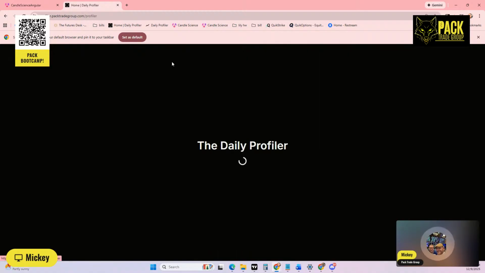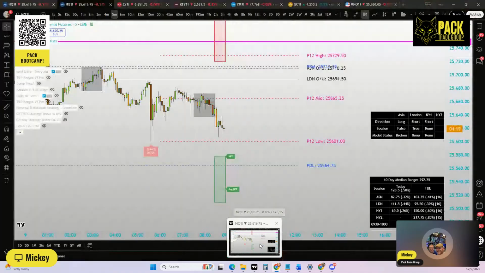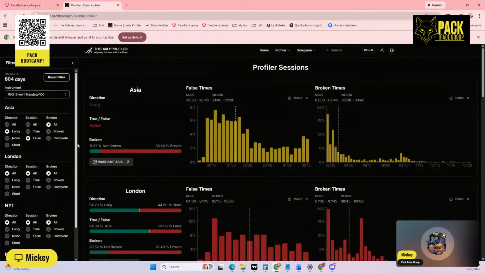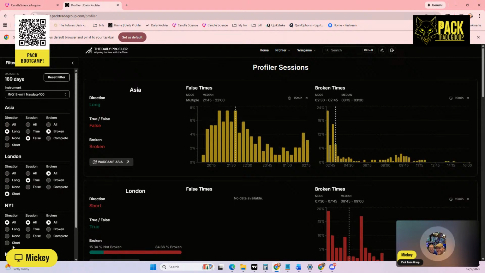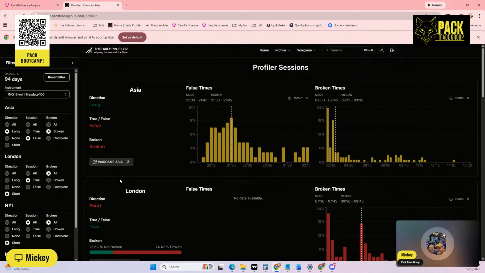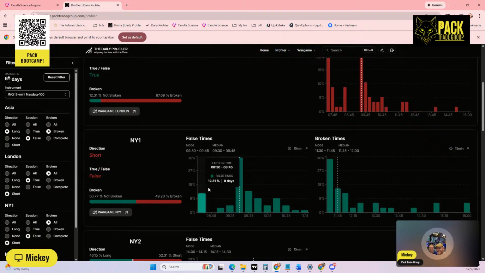Right, so coming over to the daily profile, we know that we had a long false, and I don't believe it was broken. It was broken, so we can't use Asia as a target anymore. And then we have short true for London, and we went short for New York 1 out of the 730 to 830 box. Right, we can see just right out the gate, there's a 69 versus 30% probability of false versus true. Right, so we're going to select false to see that one.